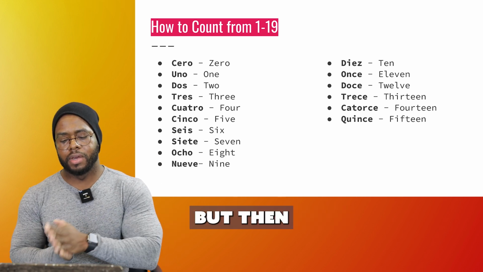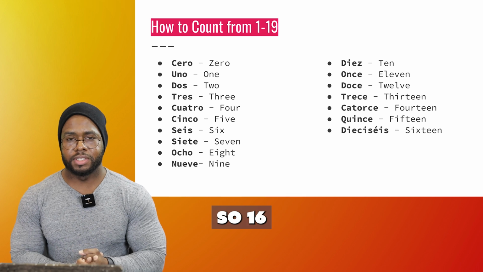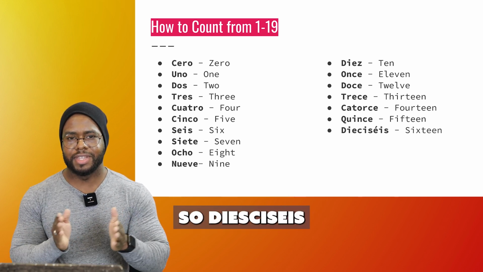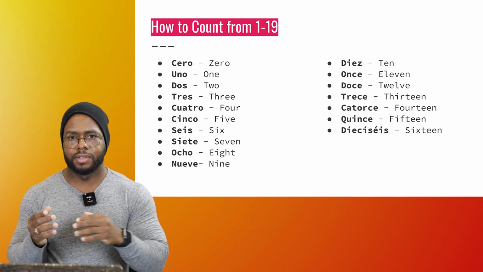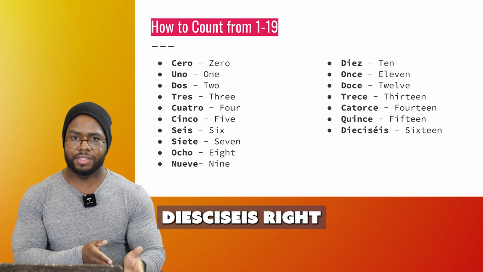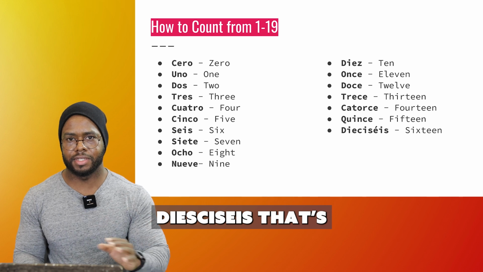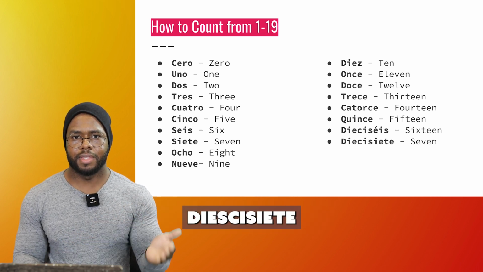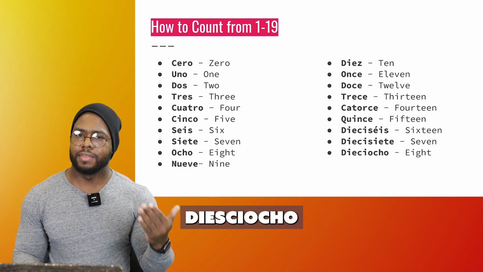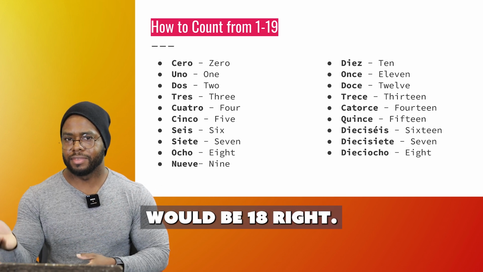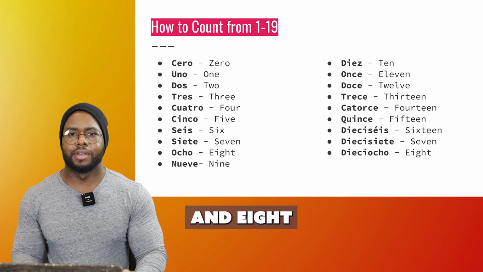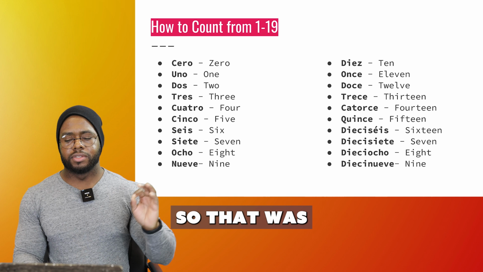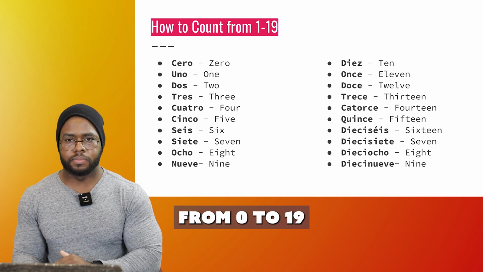But then we go back to 16. 16 is literally in Spanish 10 and 6, diez y seis, together, dieciséis. Same thing with 17, diecisiete. 18 would be dieciocho, 10 and 8. 19, diecinueve. So that was from 0 to 19.